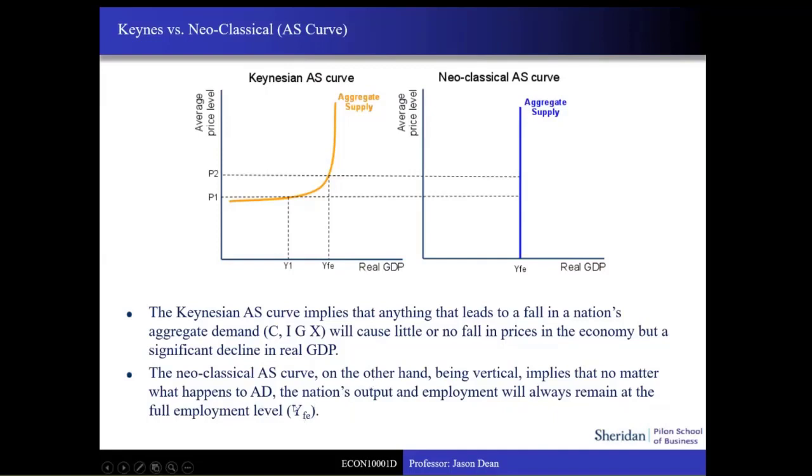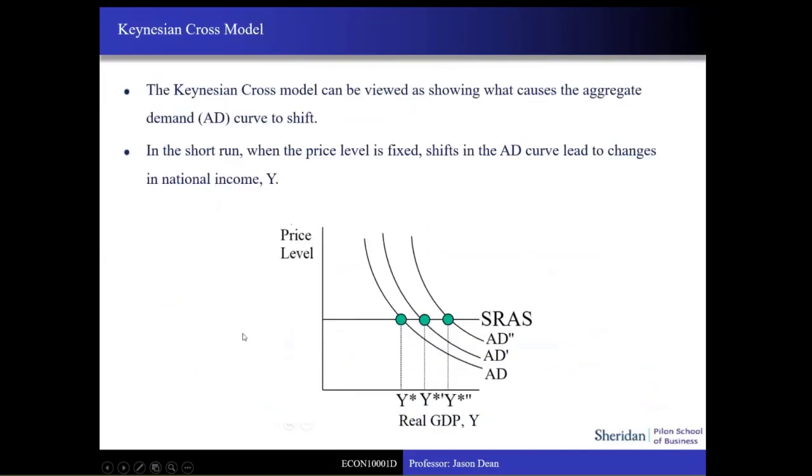I mean, there might be a little bit of time lag. There'll be unemployment for a little bit, but it won't last very long. So we might as well just look at the long run. And that's sort of what the idea was. So the Keynesian cross model can be viewed as showing what causes the aggregate demand curve to shift.